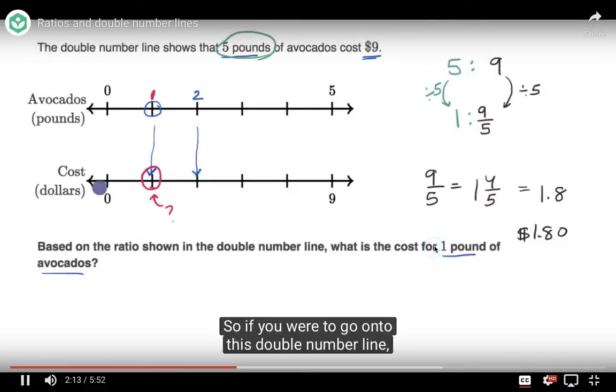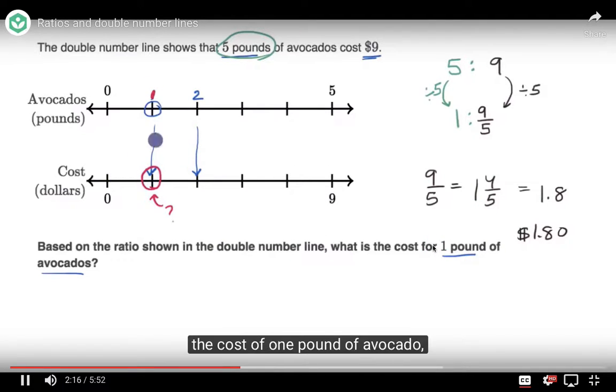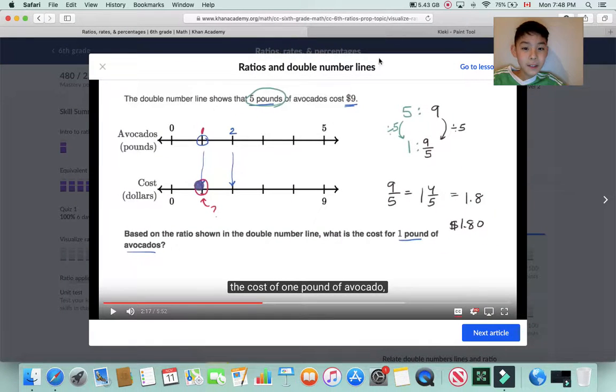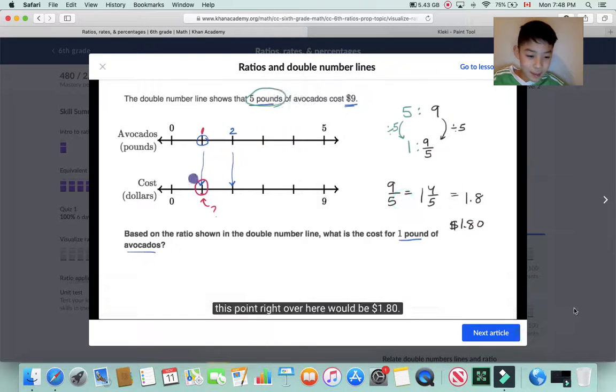If we were to go on to this double number line, the cost of 1 pound... He broke the system. Damn it, why doesn't space work? I'm spamming space.